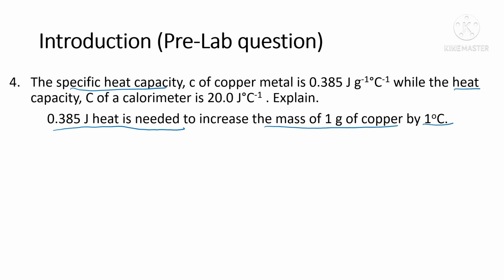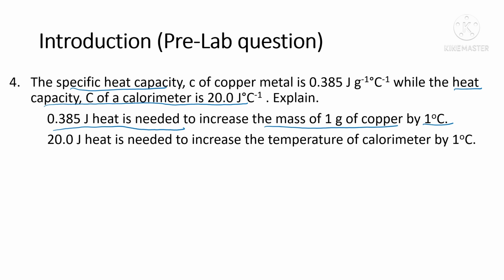While for heat capacity, it doesn't involve the mass factor. Therefore, heat capacity of calorimeter is 20 joule per degree Celsius, which means that 20 joules of heat is needed in order to increase the temperature of the calorimeter by 1 degree Celsius.